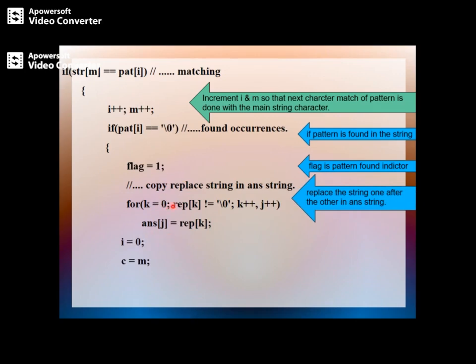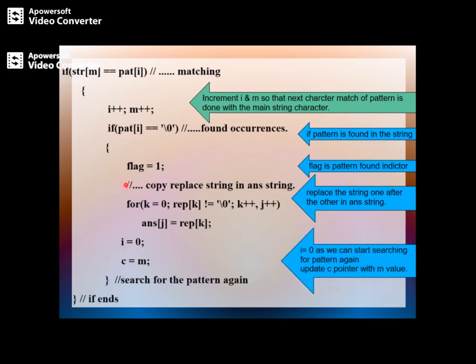Next, once I have finished copying the replacement string into the answer string, what should I do? I should again make i as 0, because I should start matching the pattern again from the beginning of the pattern, and c should be initialized as m. Why c should be updated? C was set to the first match character. So once all matching characters are found, that means no more matching of those characters in the main string. That's why c needs to be updated.